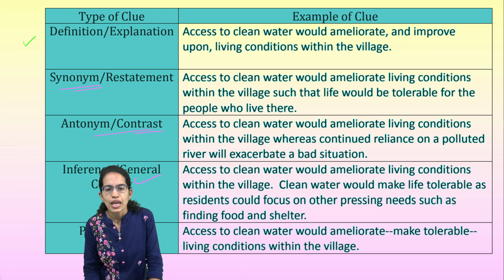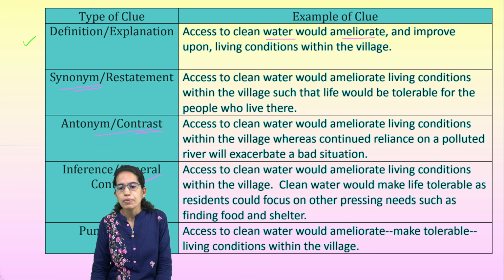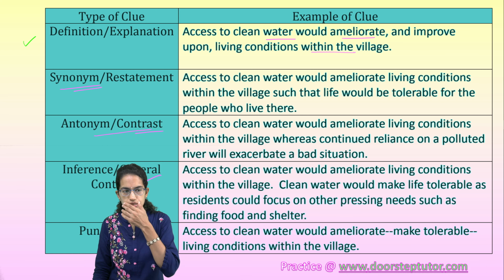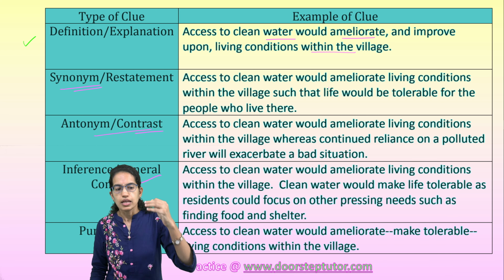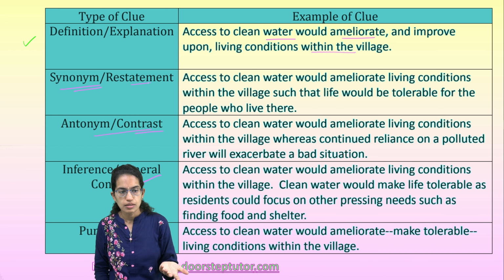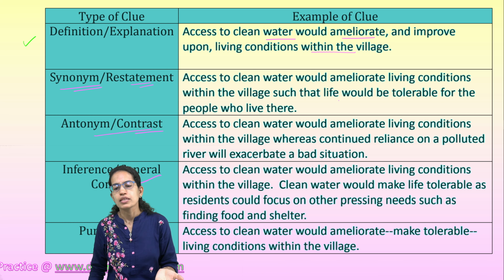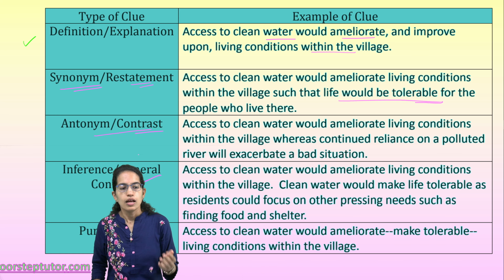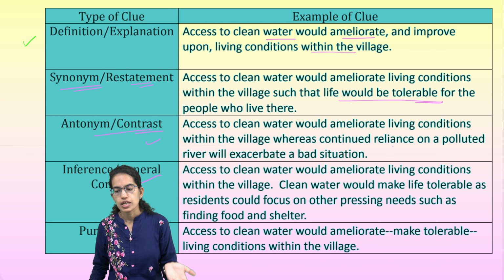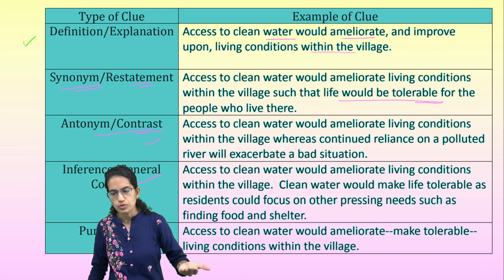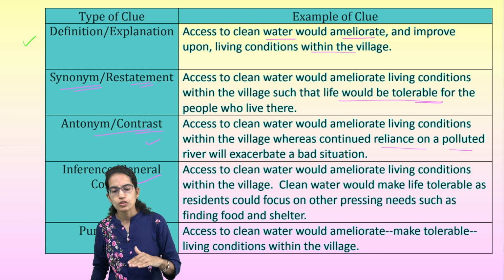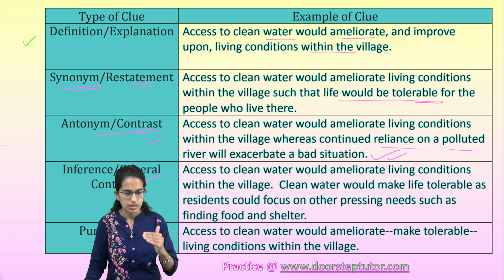For example, access to clean water would ameliorate and improve the living conditions. Now this is the definition. When I am using a synonym or restatement, I would say that life would become tolerable. If I am using contrast, I would say that life would become good, but continued reliance on polluted rivers would exacerbate the bad situation, right?